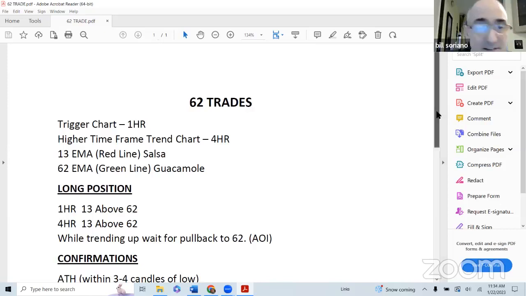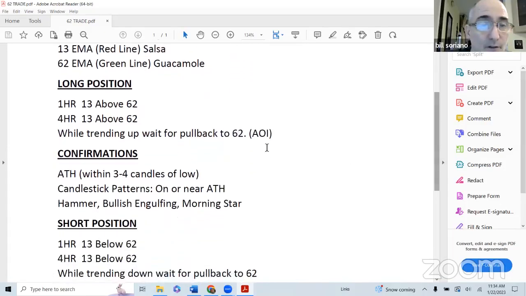So now for long positions, the rules are that on the 1 hour as well as on the 4 hour, the 13 has to be above the 62. So while price is trending up, and I'm going to show you some examples here, you wait for a pullback to the 62. So when I talk smart money, I talk about AOIs or areas of interest, right?